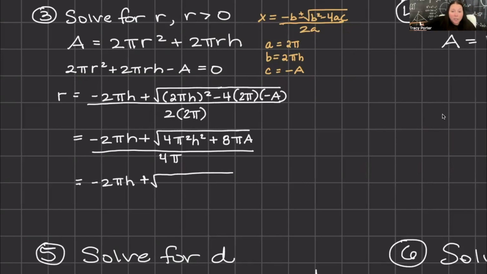We could actually factor out a 4 pi. Let's go ahead and just do that. So that leaves you with pi h squared plus 2a. And then we still have all of this divided by the 4 pi. And then now that 4 can come out of the radical as a 2. But everything else needs to stay where it's at. So let's bring that out.